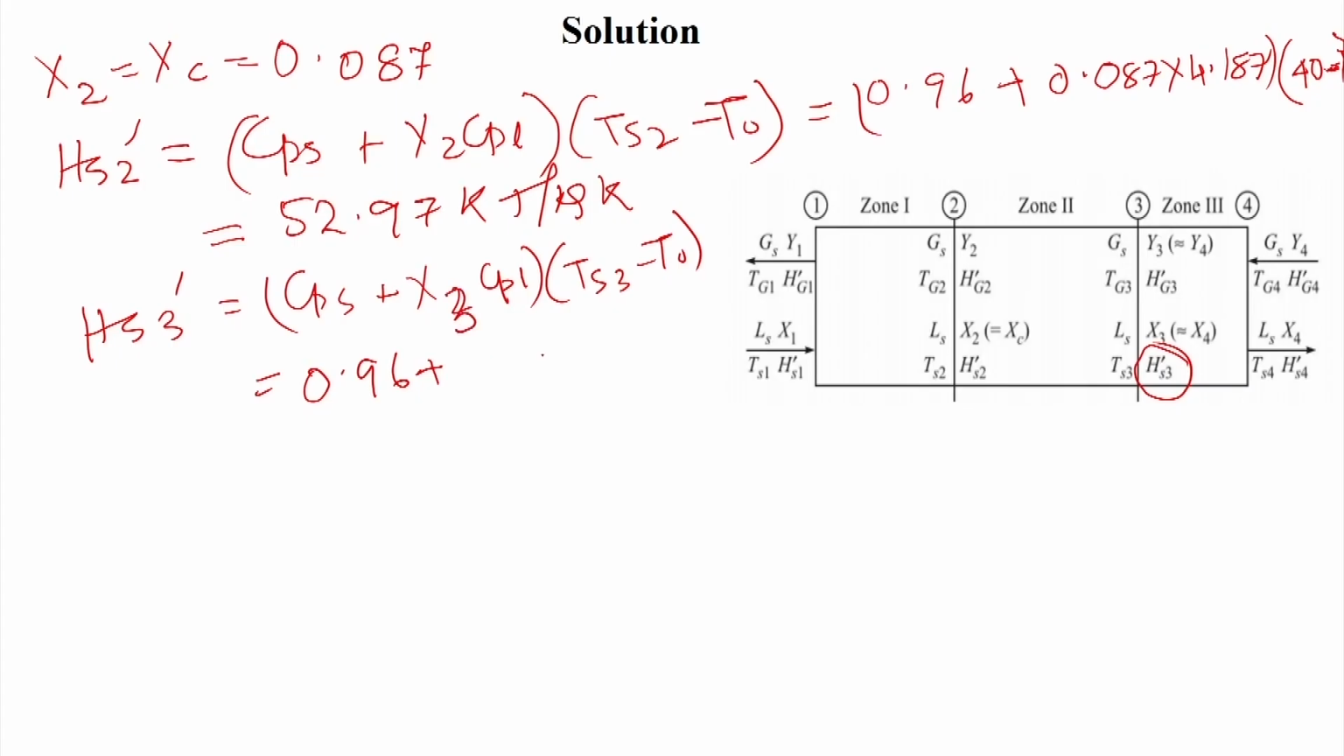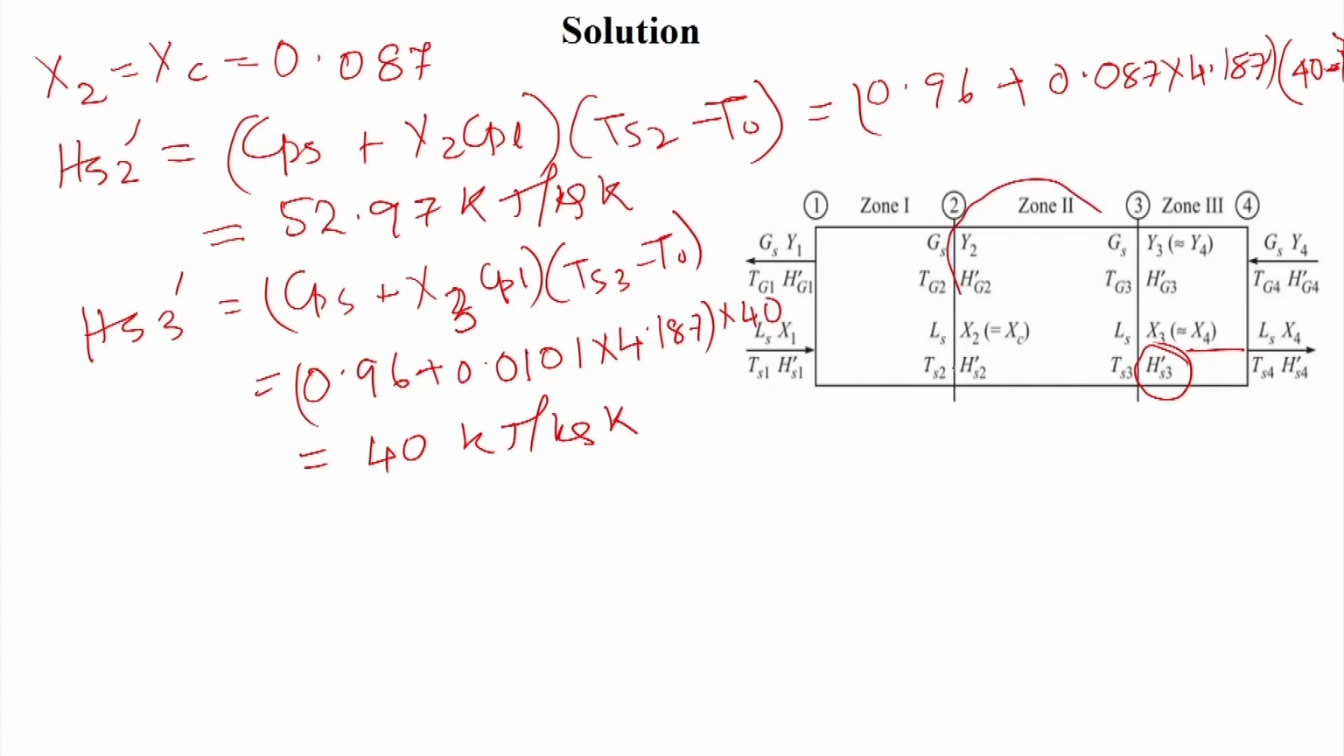That will be x3 actually, that is 0.0, and x3 and x4 both are same, 0.0101 into 4.187 into 40. So, that is coming out as 40 kilojoule per kg Kelvin. Now, we will be doing the moisture balance in this zone 2.